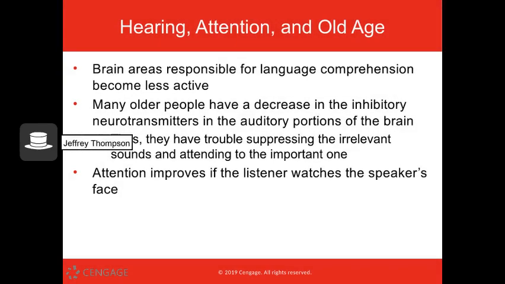As you become older, brain areas responsible for language comprehension become less active. Many older people actually have a decrease in the inhibitory neurotransmitters in the auditory portions of the brain. So it's harder to suppress irrelevant sounds and attend to the important ones, right?